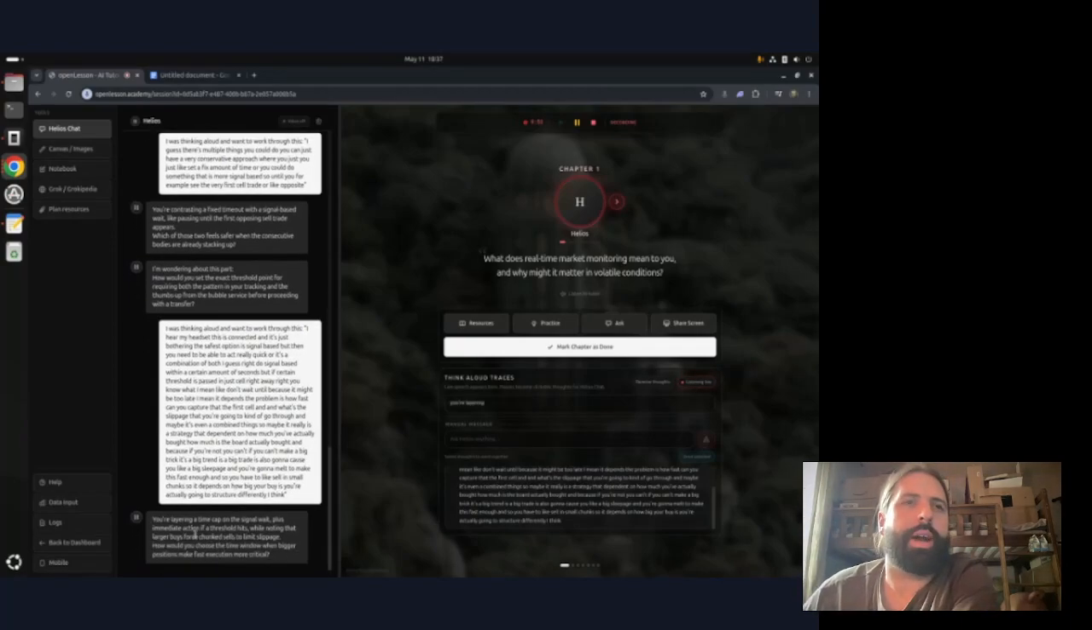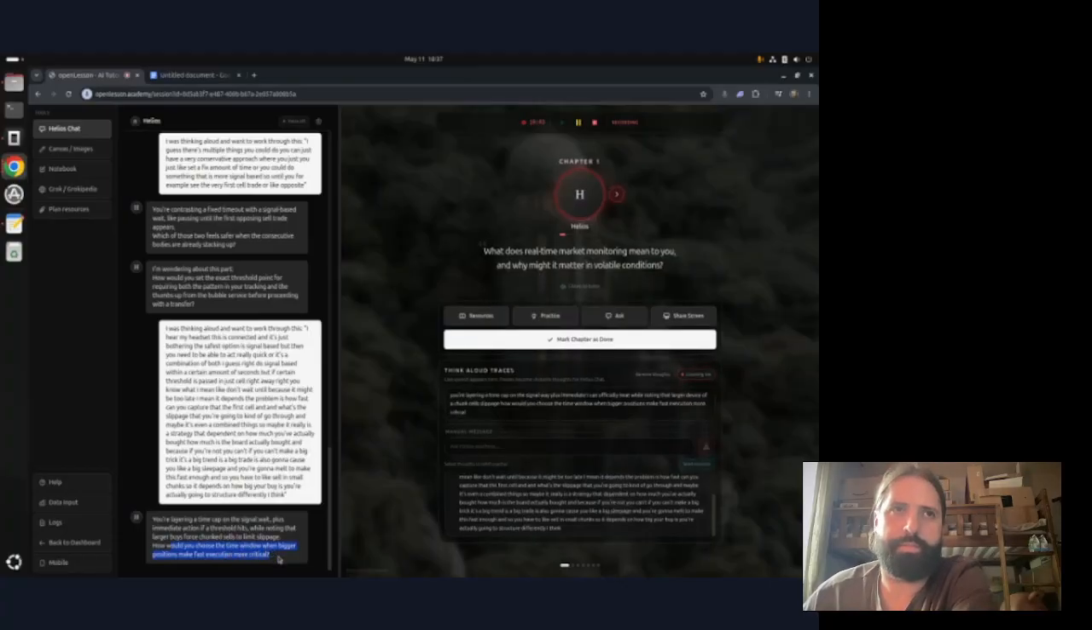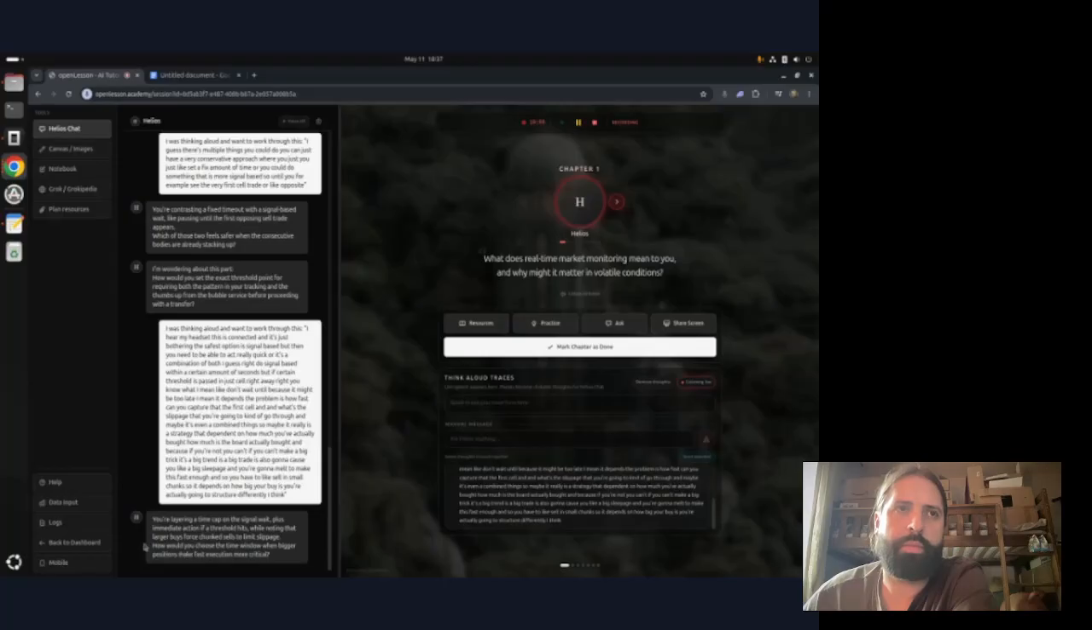You're layering a time cap on the signal weight plus immediate action if the threshold hits, while noting that larger buys offer chunk sales to limit slippage. How would you choose the time window when bigger positions make fast execution more critical? How would you choose the time window?